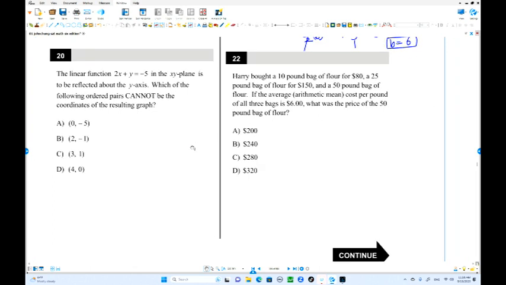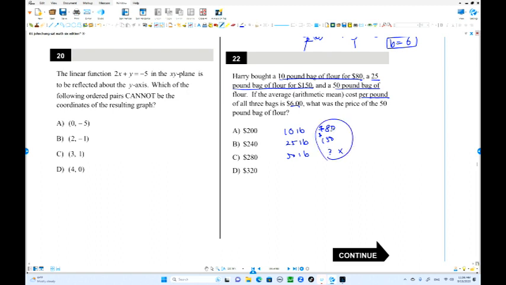This is number 22. So this guy has a 10-pound bag, $80, and a 25-pound bag, $150. The 50-pound bag, we don't know. The average cost per pound is $6. So the 10-pound is $80, the 25-pound is $150, and the 50-pound, we don't know, which is X dollars. You can use this: the average is $6 per pound.